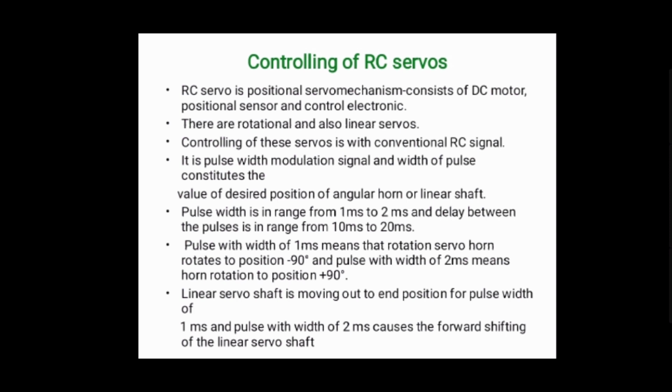It generates a pulse width modulation signal, and the width of the pulse constitutes a value of the desired position of either the angular horn in the case of a rotational servo or the linear shaft in the case of linear servos. This normally produces a pulse width in the range of 1 millisecond to 2 milliseconds, and the delay between these pulses will range from 10 milliseconds to 20 milliseconds.